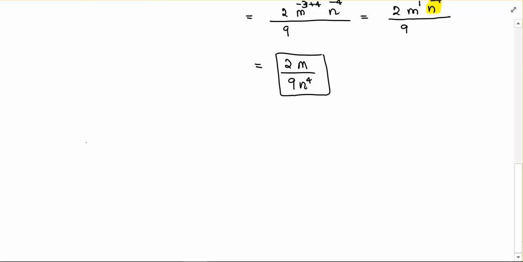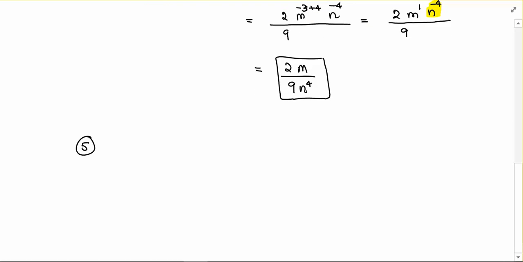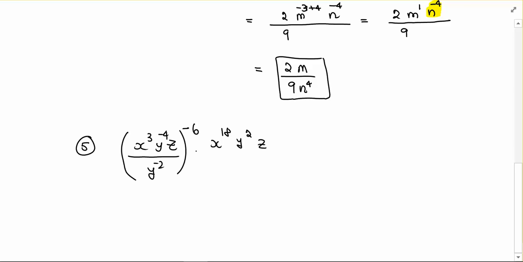And let me do one last problem. Alright, so this next one is going to be x cubed y to the negative 4 z y to the negative 2, and all of that to the negative 6, times x to the 18, y to the 2, z to the 6. Okay, I think I'm throwing the kitchen sink at this one.